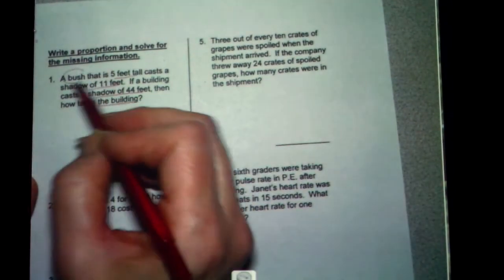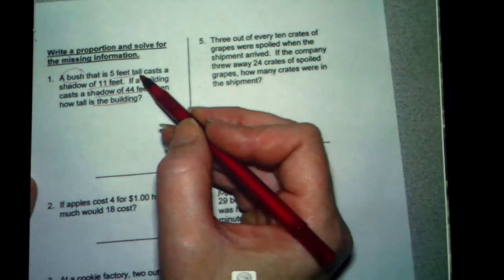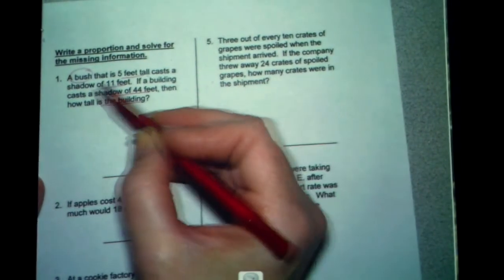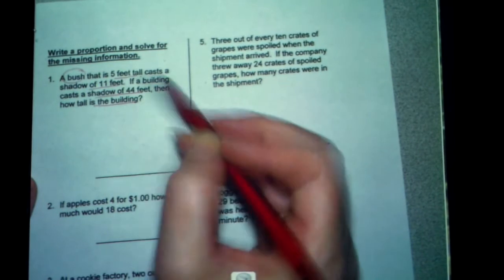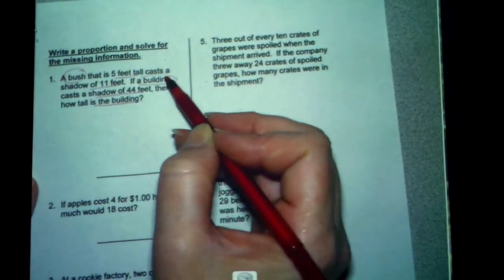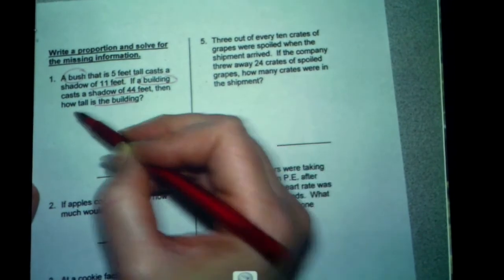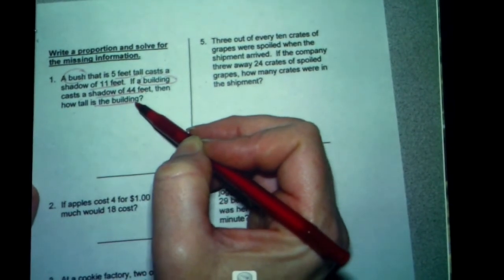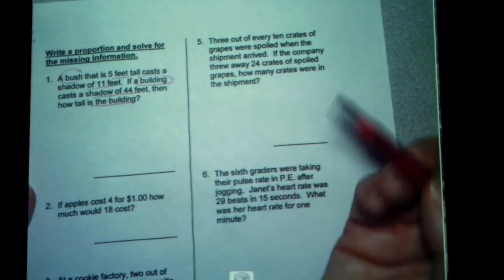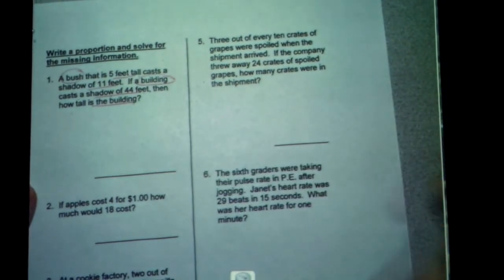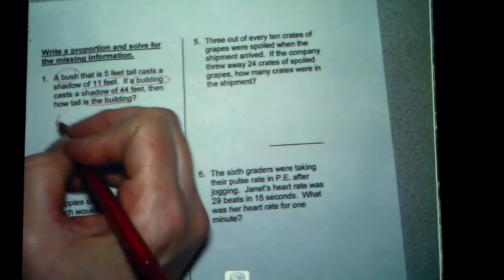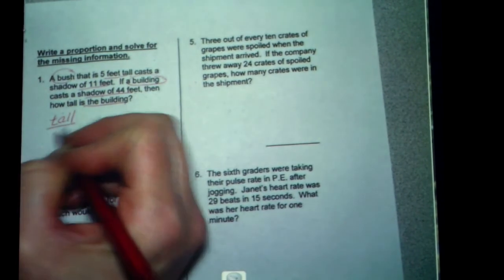I'm talking about a bush. It's this tall. It casts a shadow this tall. I'm talking about a building. It casts a shadow this tall, and the building is this tall. Okay, so I'm talking about how tall something is, and I'm talking about the shadow. So I'm going to put tall to shadow.